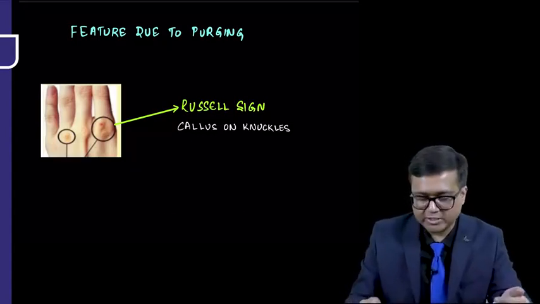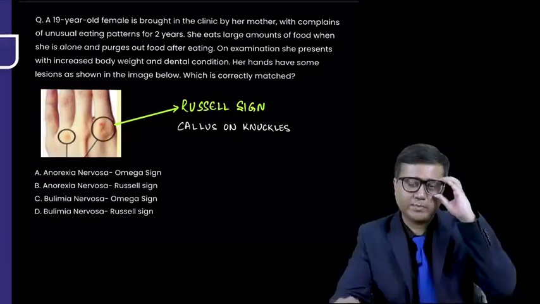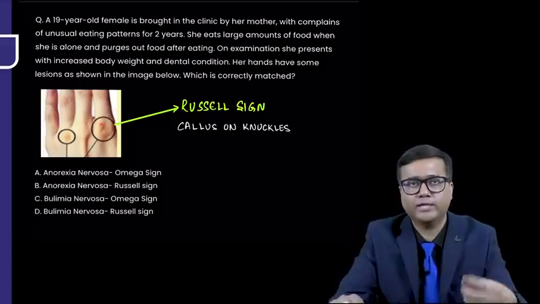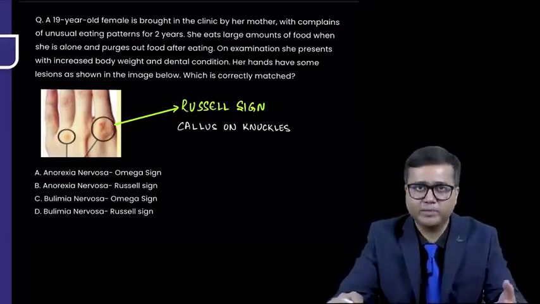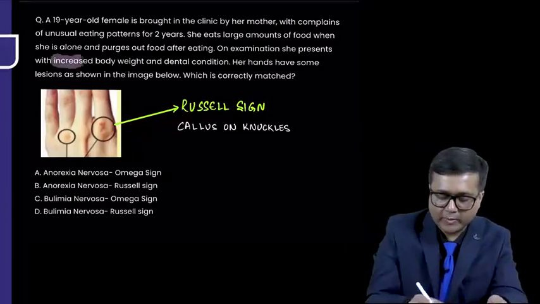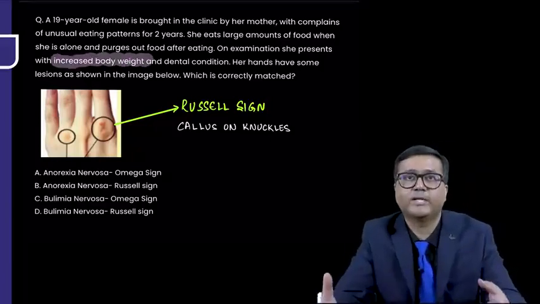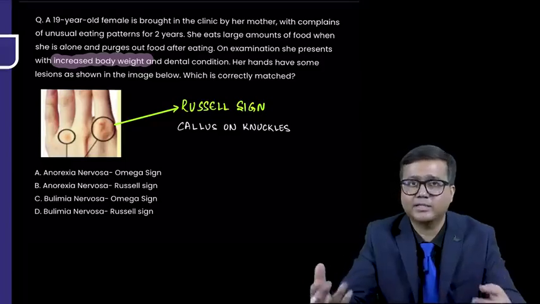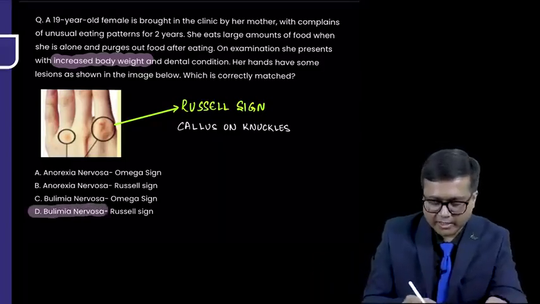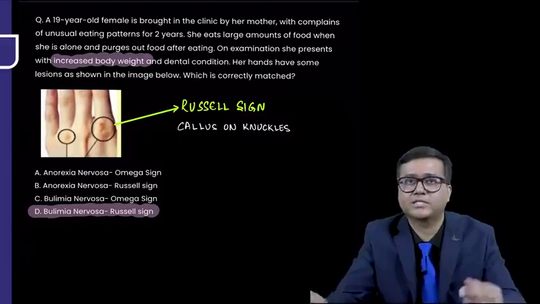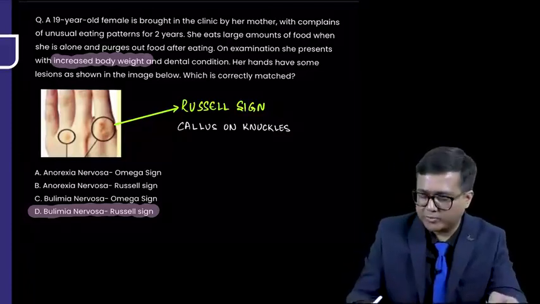Now coming back to the question, this patient is having episodes of binge eating followed by purging, and also look at the body weight. There is increased body weight. So again, all these are telling us that it's a case of bulimia nervosa, and we have already identified the sign. The sign is Russell sign. So the correct answer is option D.